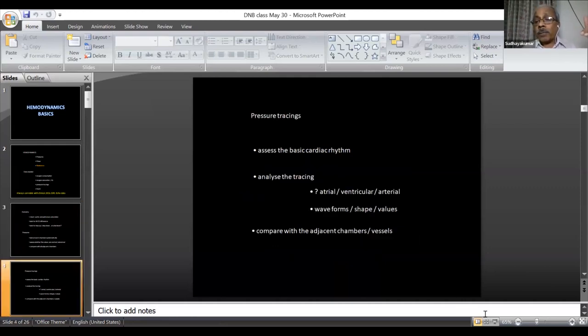Now the pressure tracing. Assess the basic rhythm. That's very important. Analyze the tracing to see whether it is atrial, ventricular, or arterial. That is the second step. Then the waveforms should be studied, its shape should be studied, values have to be considered, and compared, as I have told you.